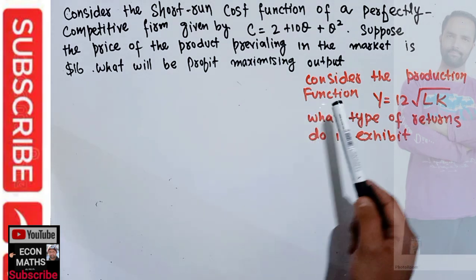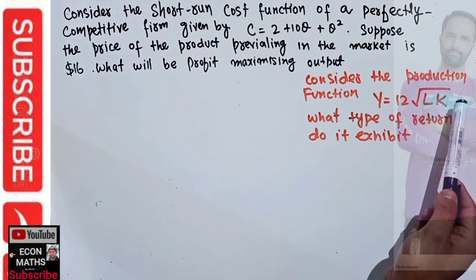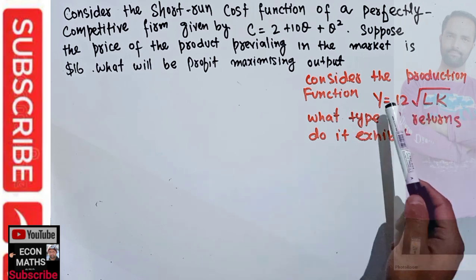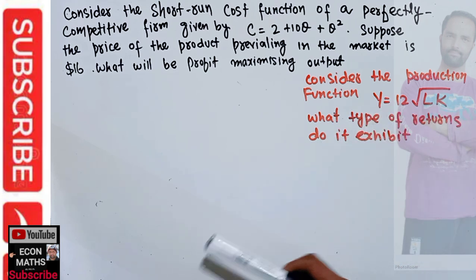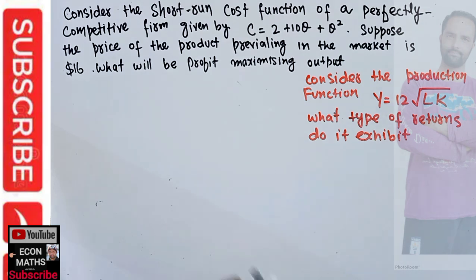And the next question is, consider the following production function. Y = 12√(LK). L and K denote the units of labor and capital, and Y is the output. We need to find out what type of returns it exhibits. Okay, so let's go for the first question.